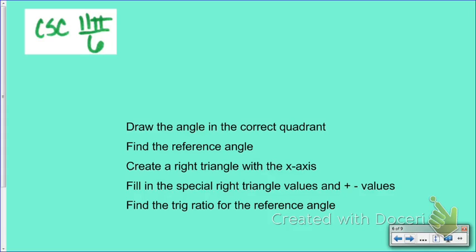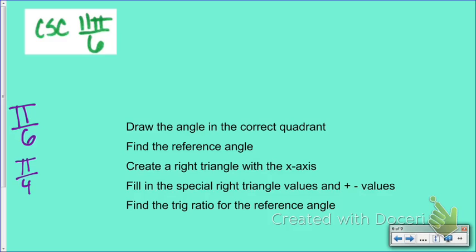Every pi over 6 radian value we have, as long as it's reduced, is going to have a reference angle of pi over 6. So whether it's 13 pi over 6, negative 7 pi over 6, or 25 pi over 6, those would all have a reference angle of pi over 6. Alright, same thing with pi over 4. Pi over 4, as long as it's reduced, is going to have a reference angle of pi over 4. So 11 pi over 4, 7 pi over 4, all those would reduce to pi over 4.